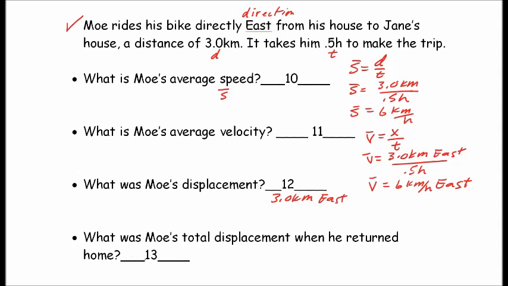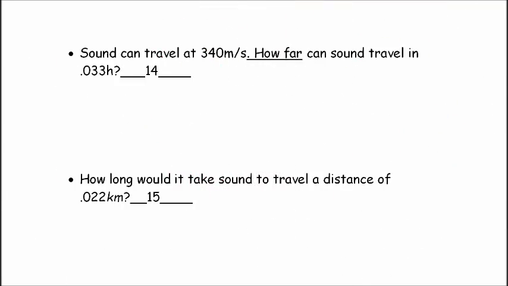Well, when he returns home, he is no longer displaced from his origin. His home is his origin, and so when he returns home, his displacement is simply going to be 0, and that's because he is not displaced from his origin or his starting point. Our next two problems deal with the speed of sound. First problem here says sound can travel at 340 meters per second. How far can sound travel in 0.033 hours?